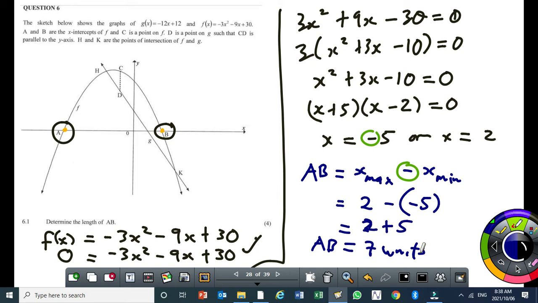So can you use the distance formula? You can use the distance formula. But the distance formula is a little bit long. It's not necessary to use. But if that is the one which comes into your head at that moment, then go ahead.